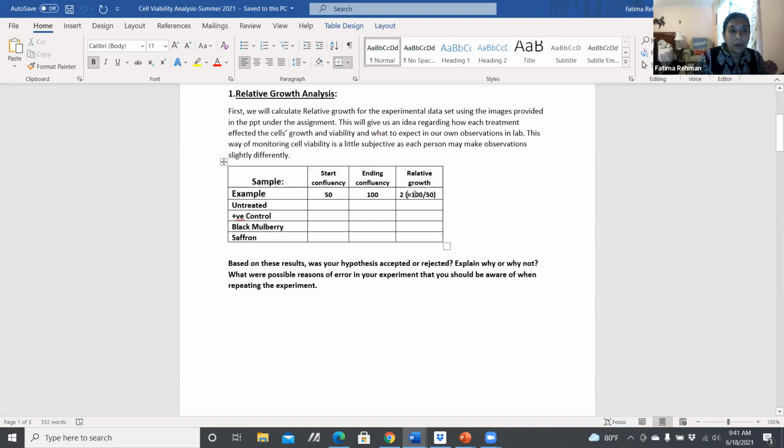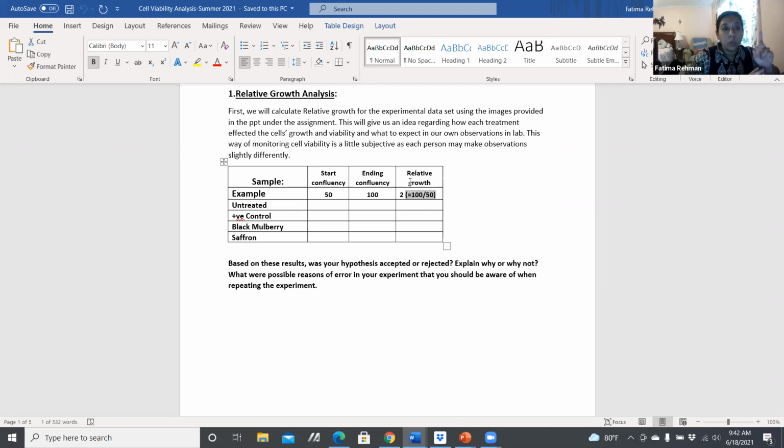And then for the relative growth, you will divide the ending confluency by the start confluency. You're not going to write this formula for all of yours, you're just writing your answer. This is just to say that in Excel, that's the formula you would write: equal sign, ending confluency divided by starting confluency, and you would get a number. That number shows you how the cells grew over the course of the treatment.